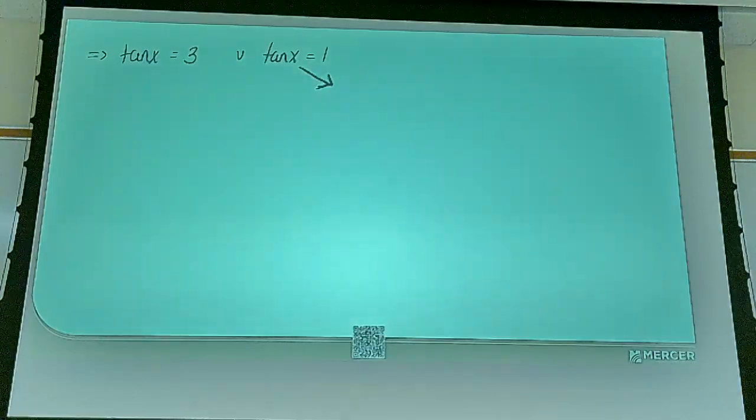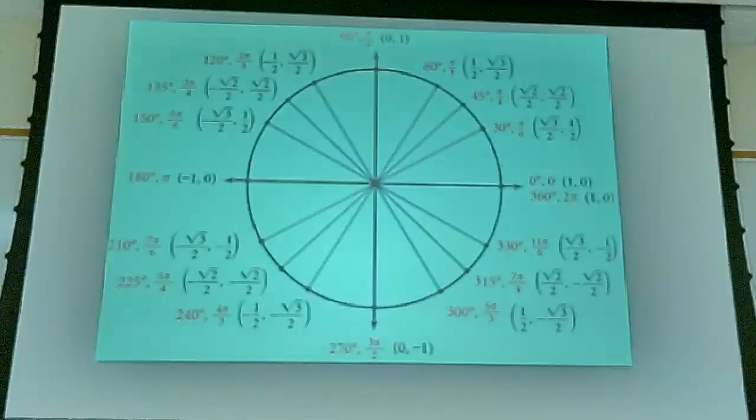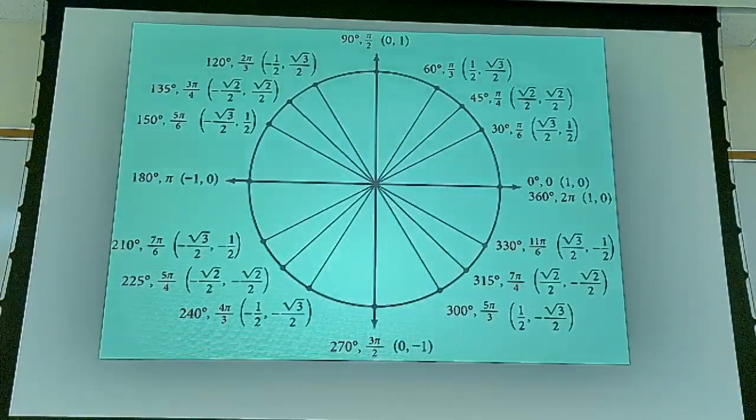Let's just bring up the unit circle. Remember, tangent is y over x. So for tangent to be 1, your x and y coordinates have to be the same. What angles have the x coordinate and y coordinate being identical? Pi over 4 and 5 pi over 4.